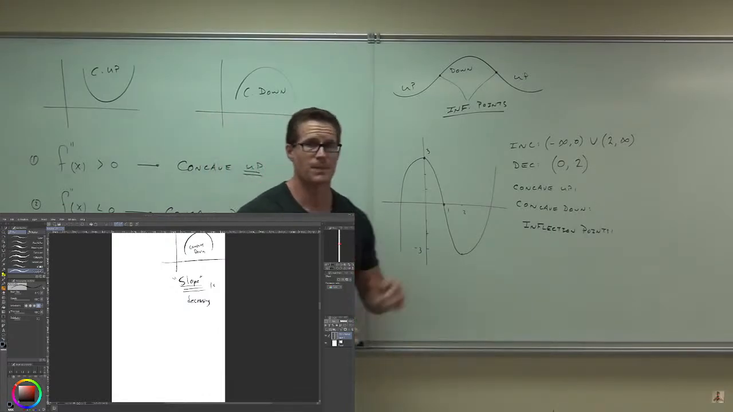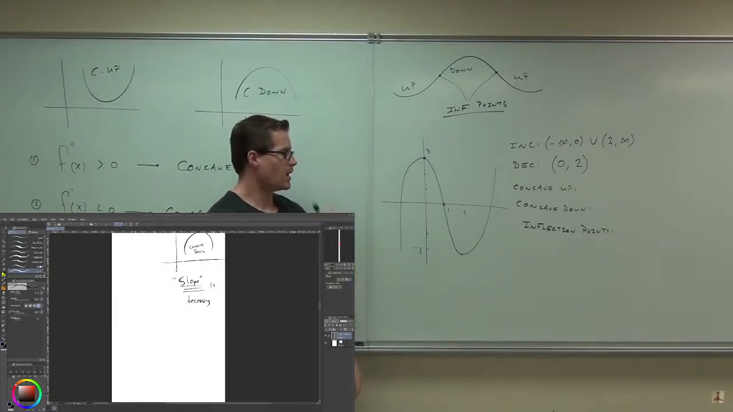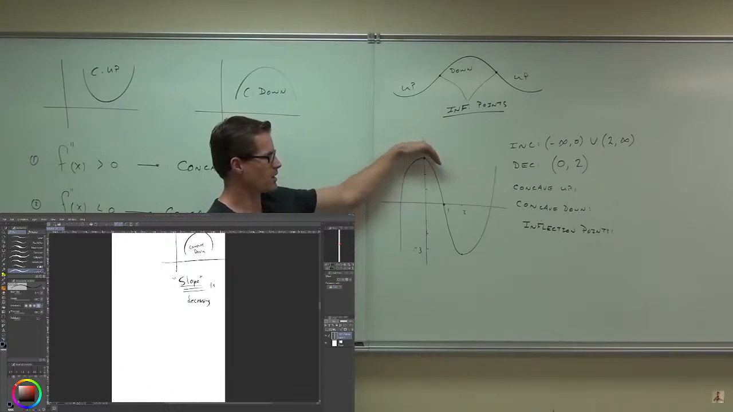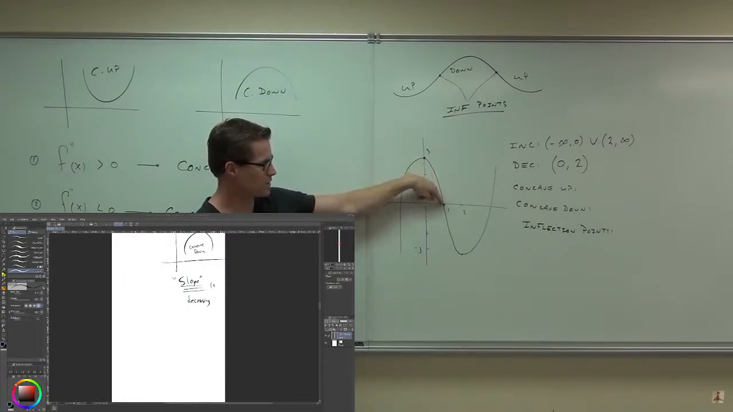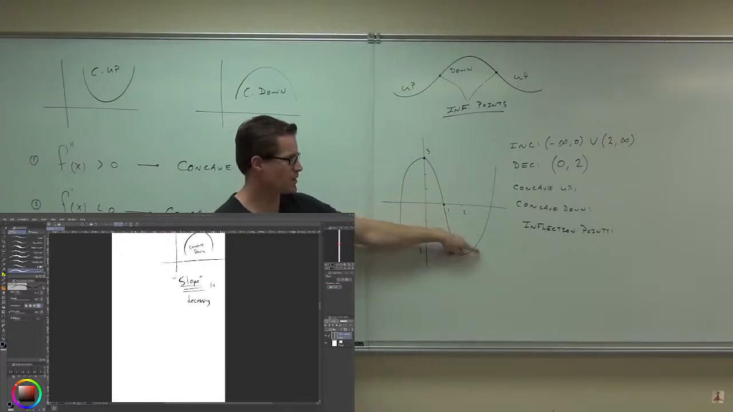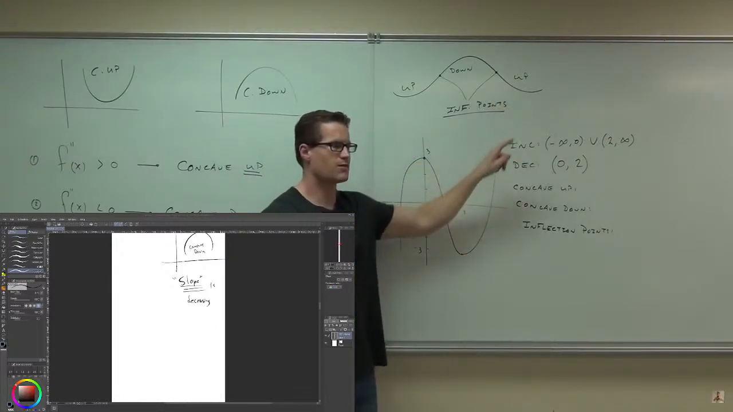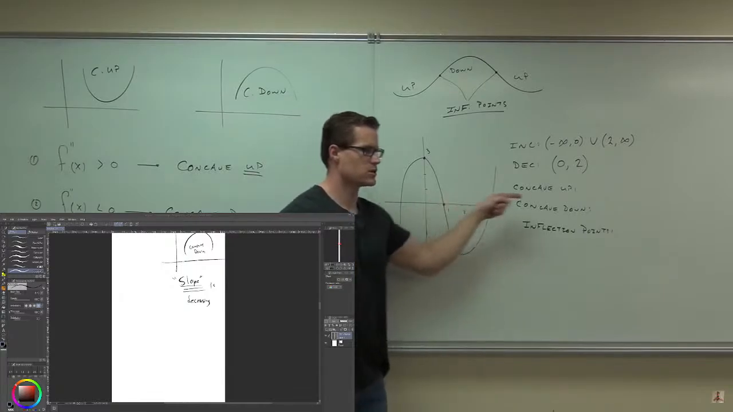0 to 2 is decreasing. If you need more help on that, come and see me. How about concave up? You need to be able to determine concave up and concave down. Am I concave up here? No. How about here? Concave up? No. Where does it start? Right there. Concave up, concave up, forever. Concave up from 1 to infinity.